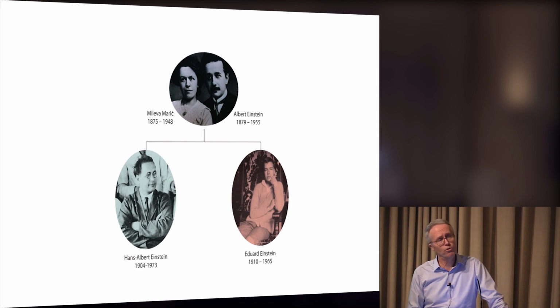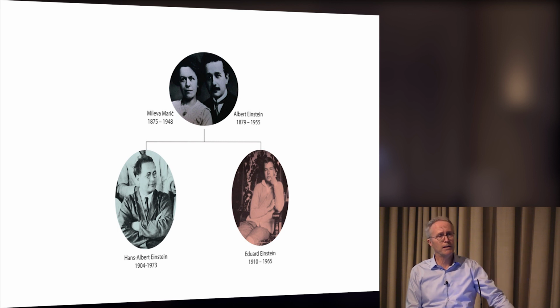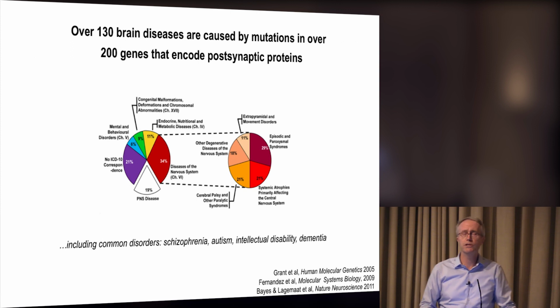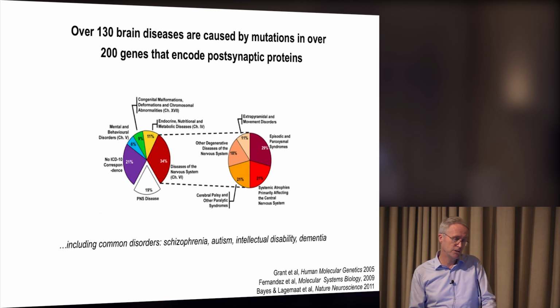And if you were to ask the simple question now, of all of those very interesting proteins in the post-synaptic terminals of excitatory synapses, what is it that they might have to do with brain disease? Well, a number of years ago when we were studying the human synapse material, we identified over 130 brain diseases that are caused by mutations in over 200, it's now over 300 genes that encode postsynaptic proteins. And there are many different sorts of disorders, including these common disorders: schizophrenia, autism, intellectual disability, and dementias.